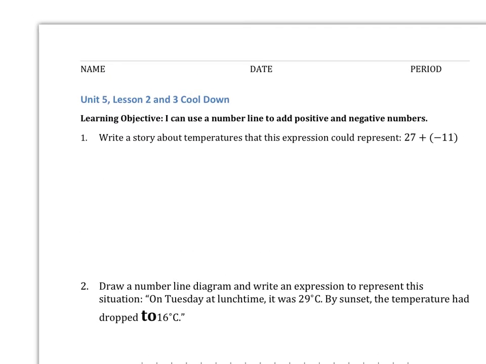So the first one says, write a story about temperatures that this expression could represent. 27 plus negative 11. Now, your story may be different from mine, and that's okay, but it should have a kind of similar trend to it. So I'm going to use temperature to actually write my story. So my story would go, it was 27 degrees Fahrenheit outside.